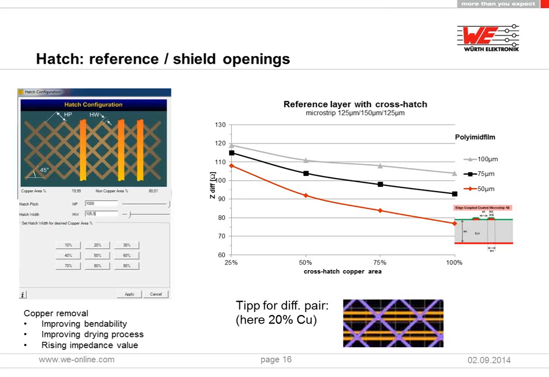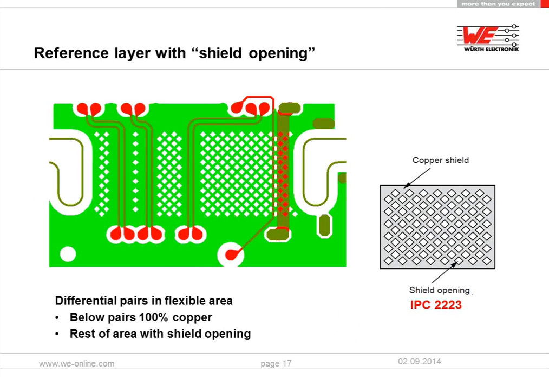There is another example showing a very special flex-rigid reference layer, so not flex-rigid but a flexible reference layer. This is a flexible area of a flex-rigid board, and we can see that below the differential pair lines we have 100% copper, but in all the other areas there is a shield opening. So this is also the recommendation of the IPC standard 2223. And again, this improves bendability on the one side, and on the other side it improves the drying process.